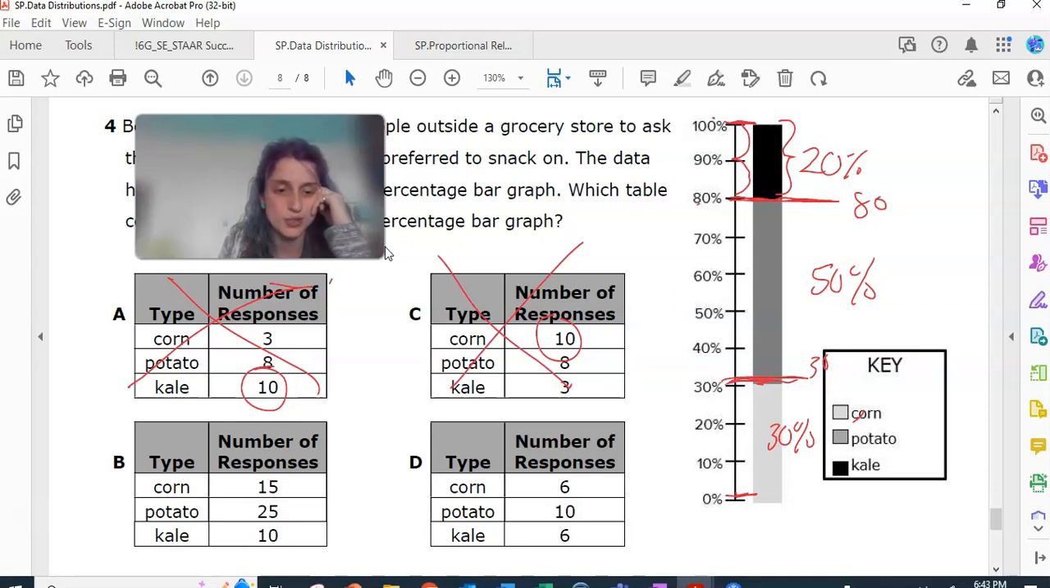In B, 25 is the biggest number. Potato, yep. Most people liked potato. All the other numbers are smaller. Same with D, potato. Best option. We are just choosing between B and D.